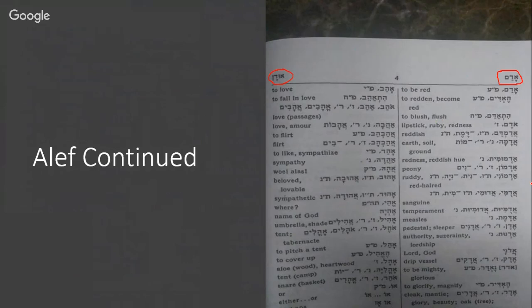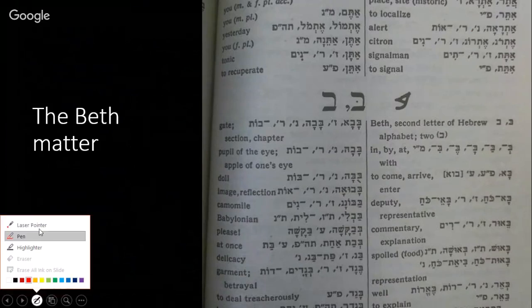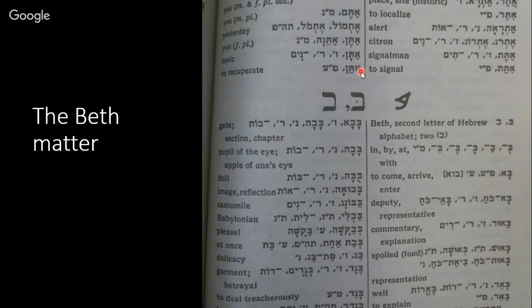Alrighty, so next slide. The Bet matter. Now, when you look at the last letter of the Hebrew alphabet, it is the letter Tau. So now Aleph ends off this part with here, etain, which they say here means to recuperate. But etain really means to be strong or to be mighty, which when you gain your strength, you are recuperating. All right. So now let's look at this. You have the Aleph ends with the Tau in that particular regard. Then you got Bet as the second letter. Then it goes Bet Aleph Wow, Bet Aleph Resh.